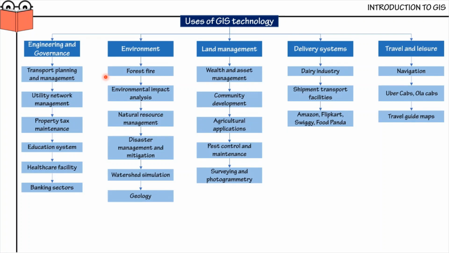In environment, you can use it to track forest fire, you can do environmental impact analysis, natural resource management, disaster management and mitigation, watershed simulation, and you can also use it for geology. In land management, you can do wealth and asset management, community development, agricultural applications, pest control and maintenance, surveying and photogrammetry. For delivery systems, dairy industries use it, shipment transport facilities, Amazon, Flipkart, Swiggy, Panda. For travel and leisure, you use it for navigation, Uber cabs, Ola cabs, travel guide maps. All of these and many more industries use GIS.